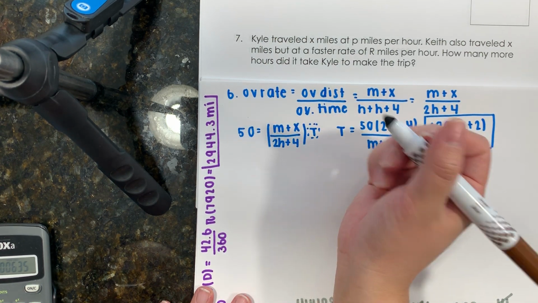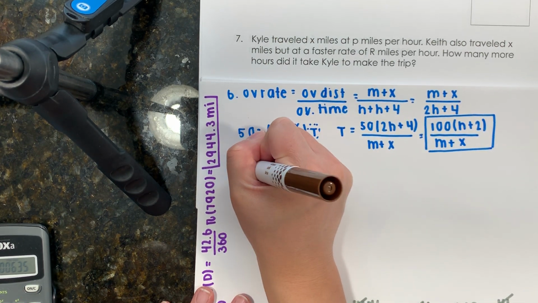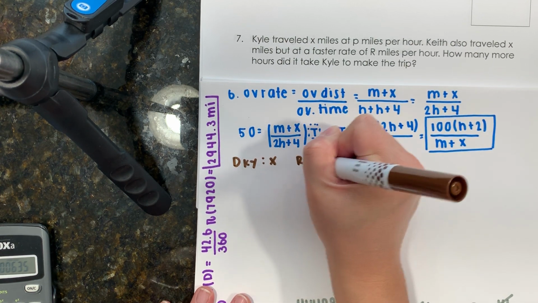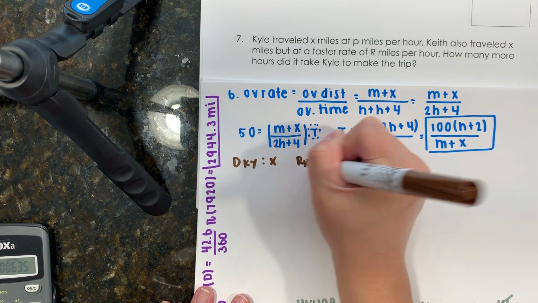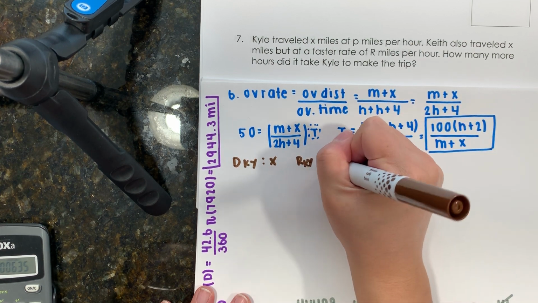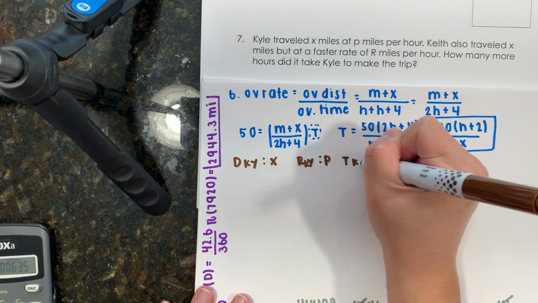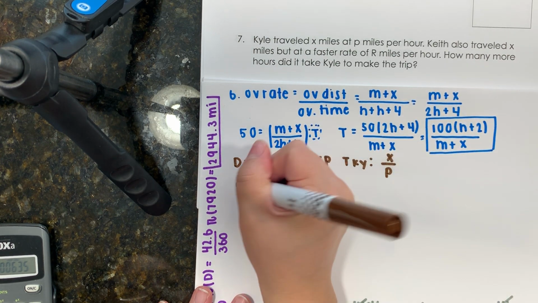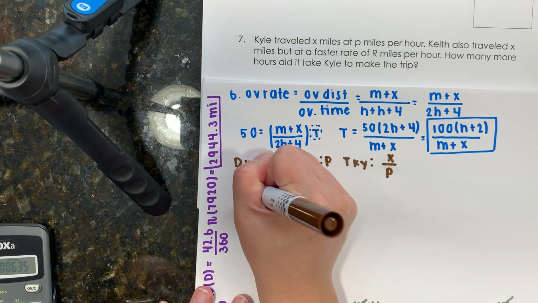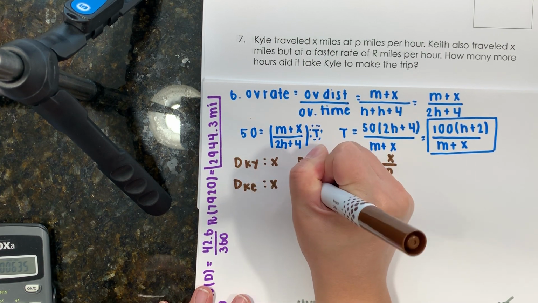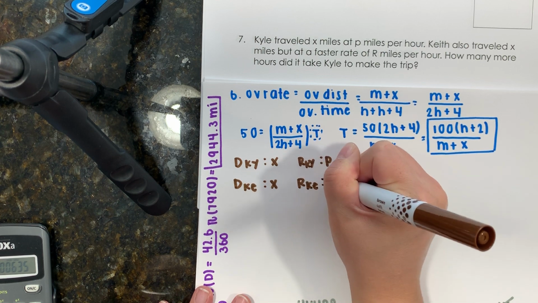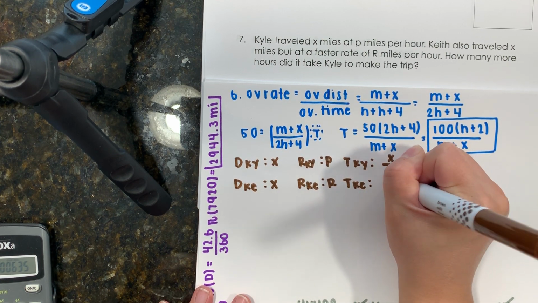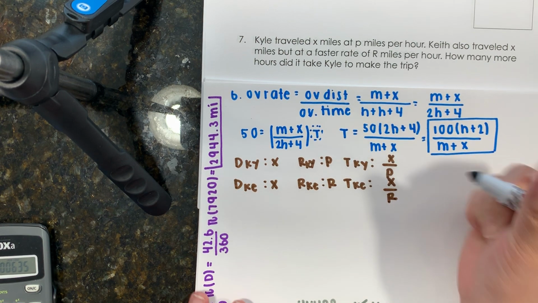Okay, so I have the distance of Kyle is X miles. The rate of Kyle is P, which means the time of Kyle is going to be X over P. Then I have the distance of Keith, which is also X, but the rate of Keith is going to be R, so that means the time of Keith will be X over R.